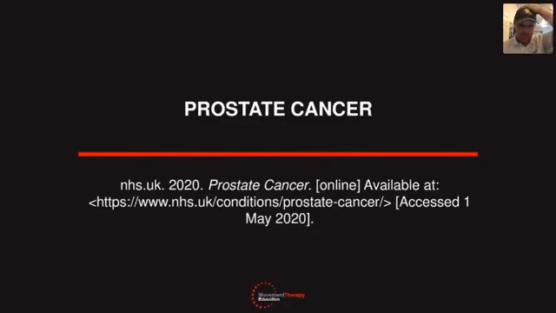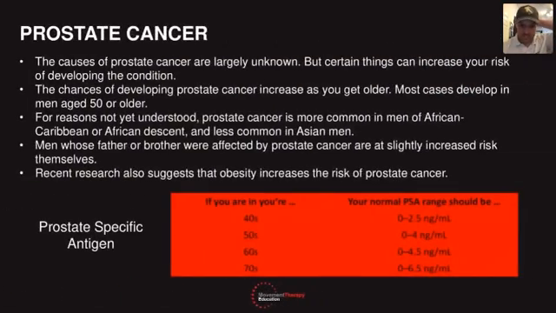The other thing I just wanted to cover briefly is prostate cancer. The causes of prostate cancer are largely unknown, but certain things can increase your risk. If you're over the age of 50, you should be getting screened for prostate cancer. It's more prevalent in men of Afro-Caribbean or African descent, and less common in Asian men. With this guy, because of his cancer history and his urinary urgency issues, I would have earmarked him to get checked.